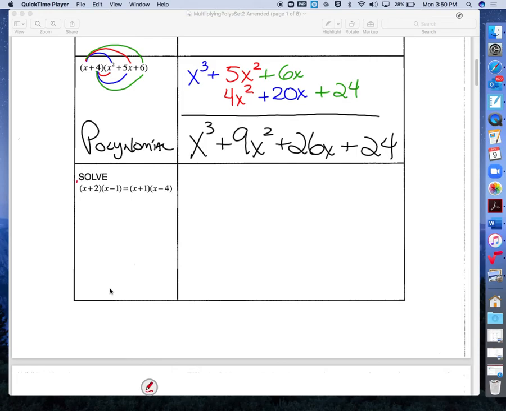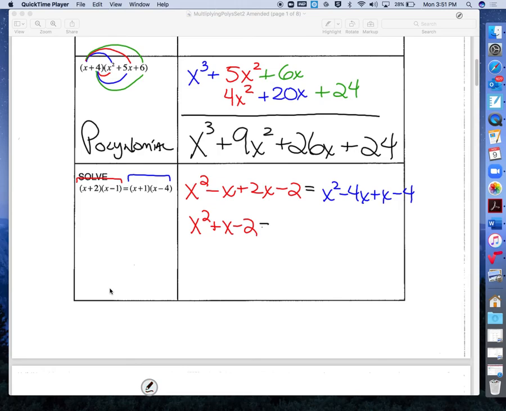So I'm going to take the first product, binomial into binomial. So it's going to be x squared minus x plus 2x minus 2. I'm going to set that equal to the product on the other side. I'll color code it. So this is going to be x squared minus 4x plus 1x minus 4. And before I start solving, I'm going to combine all like terms on both sides. So I'm going to have x squared plus x minus 2. Combining all like terms on the blue side, x squared minus 3x minus 4.